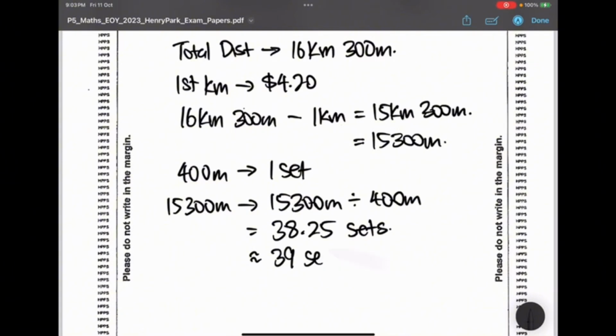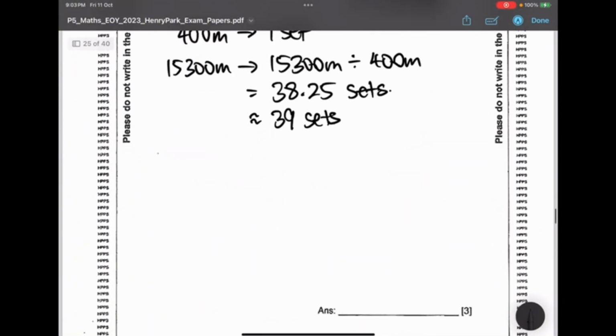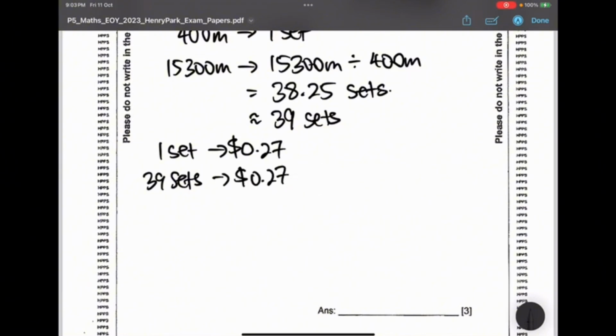Alright, so knowing that we have 39 sets now, what I want to do is to take 39 sets. If one set equals to 27 cents, what does 39 sets equal to? Okay, that is just 27 cents multiplied by 39, and that would give me $10.53.